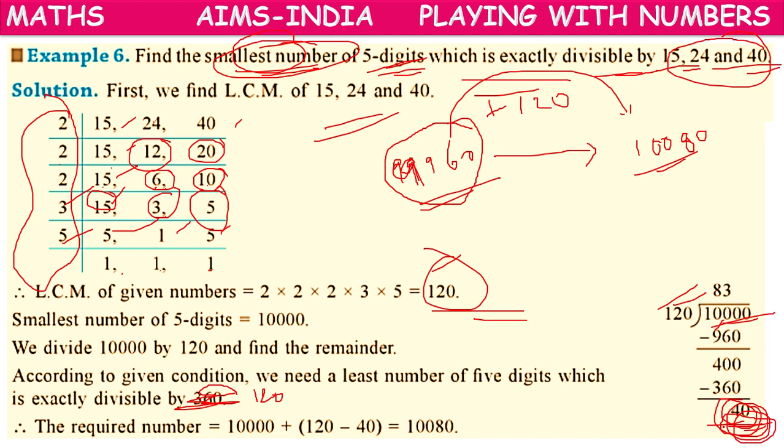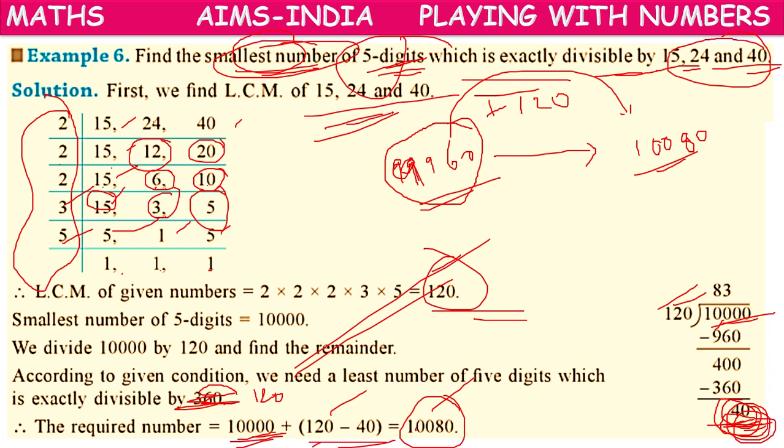Or else what we can do means from 10,000, already remainder 40 we got. To 10,000 we can add this 120 minus 40. So then also we will get the answer 10,080. So this is the smallest 5-digit number divisible by all these numbers exactly.